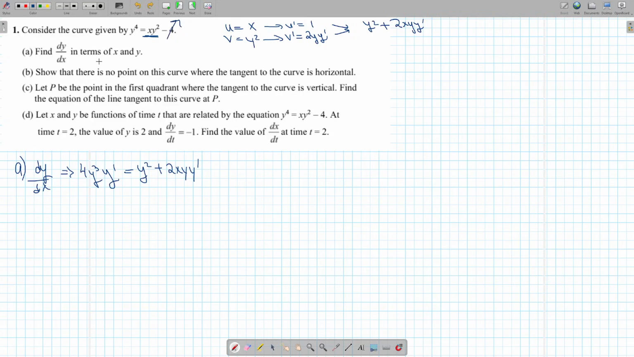Now we want an expression for y prime. We want an expression dy by dx. So we have to collect them together. So we're going to take this to the other side. So it's going to be 4y cubed y prime minus 2xy y prime equals y squared. Factor out the y prime. You're going to get 4y cubed minus 2xy equal y squared. Take it to the other side. Y prime is equal to y squared over 4y cubed minus 2xy.